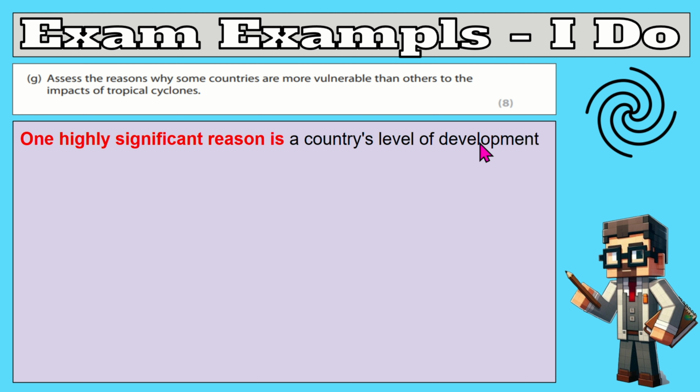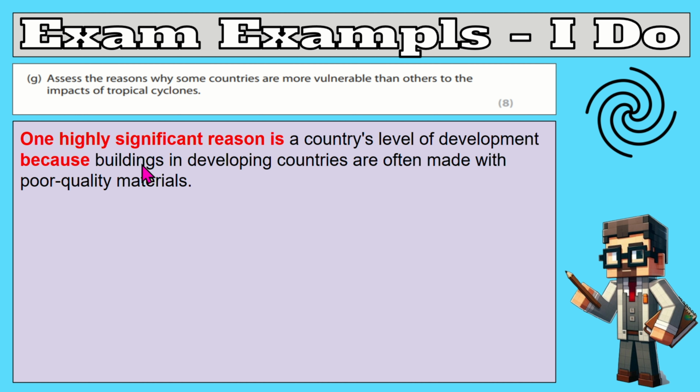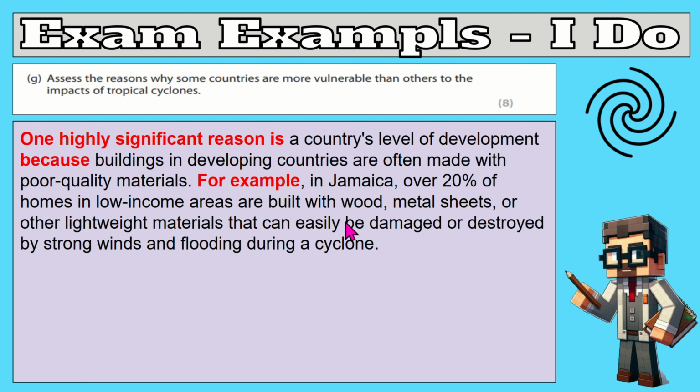This is my point, level of development. Some countries are rich and some countries are poor. The richer countries are obviously better at responding, okay? But I'm actually going to talk here about buildings, because buildings in developing countries are often made with poor quality materials. So I'm saying, again, if this is a developing country, it's going to have poor quality building materials. For example, so this is when I need a bit of a case study. And here, for example, in Jamaica, over 20% of homes in low-income areas are built with wood, metal sheets, or other lightweight materials that can easily be damaged or destroyed by strong winds and flooding during cyclones.